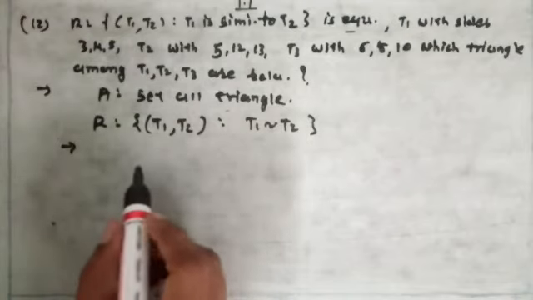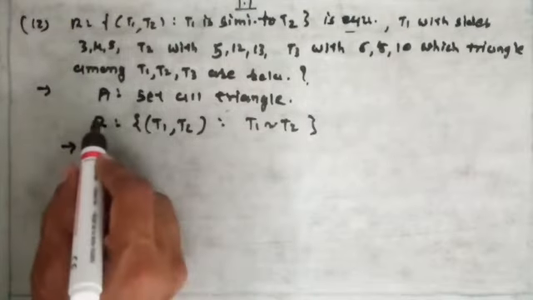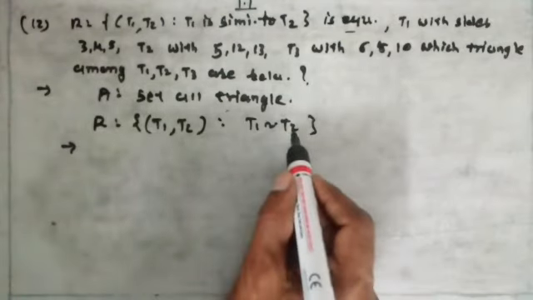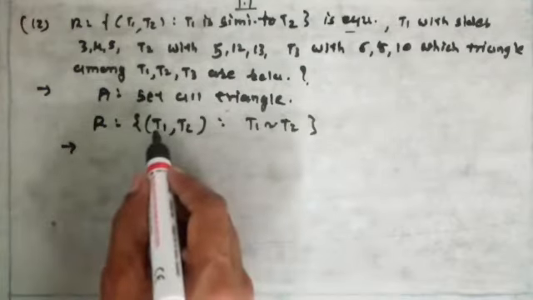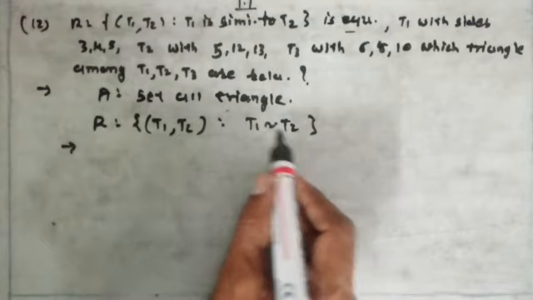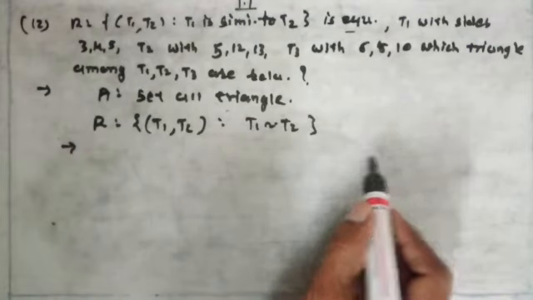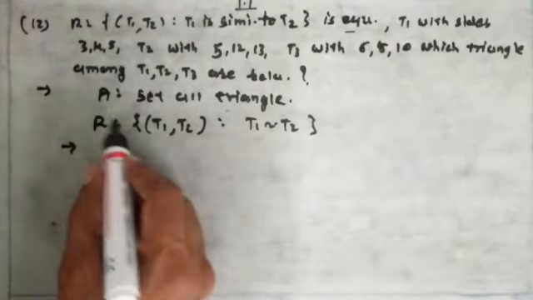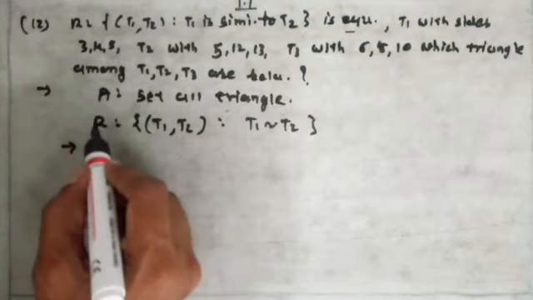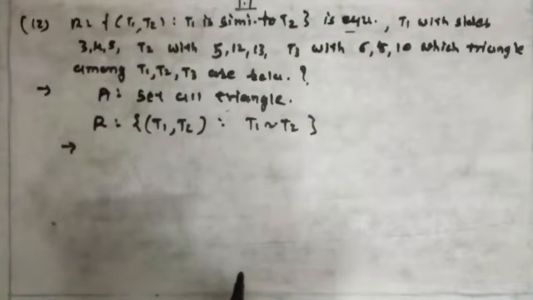Now for transitive, take two ordered pairs T1, T2 belongs to R and T2, T3 belongs to R. From the first ordered pair, we say that T1 is similar to T2, and from the second ordered pair, we say that T2 is similar to T3. So from the first and second conditions, T1 is similar to T3. That is T1, T3 belongs to R. So relation R is transitive. So R becomes reflexive, symmetric and transitive. Therefore, relation R is an equivalence relation.